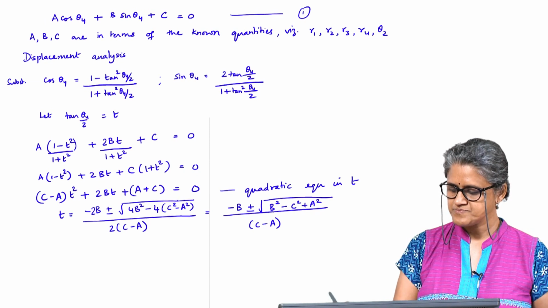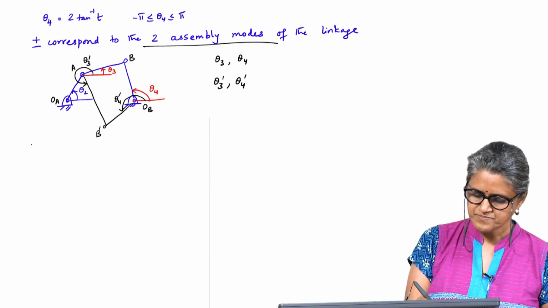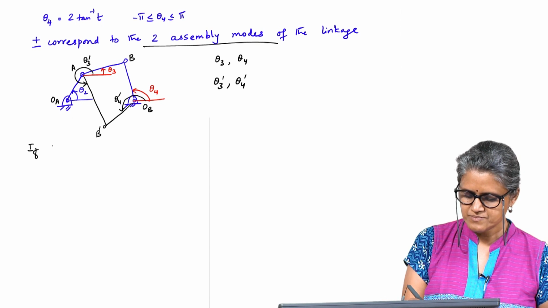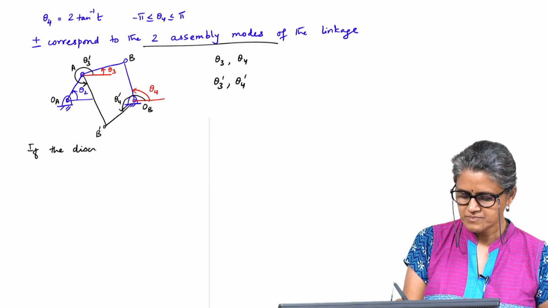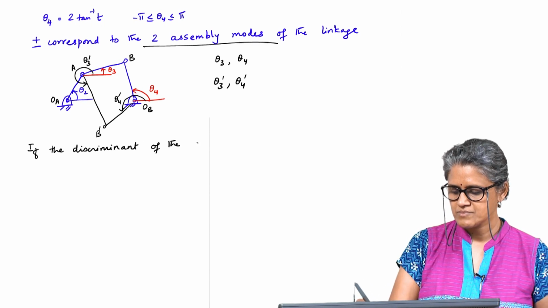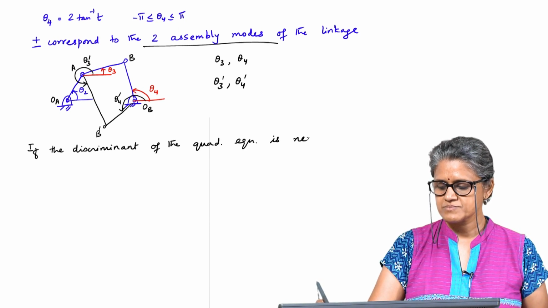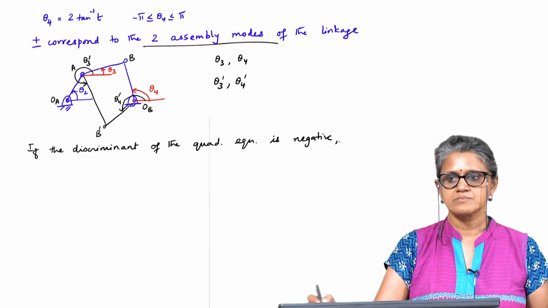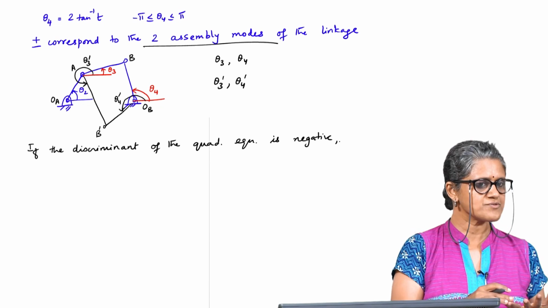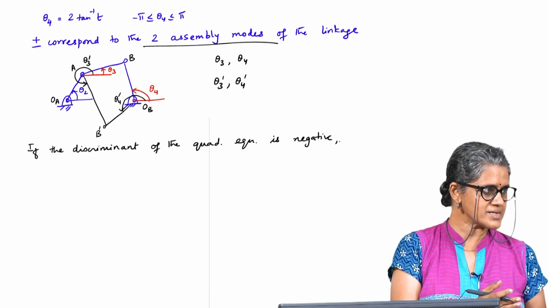So, we saw that we had a quadratic equation and the discriminant. If B square minus C square plus A square is negative, then what does that mean? What does it mean physically? What are A, B and C functions of? The link lengths and the input angle.